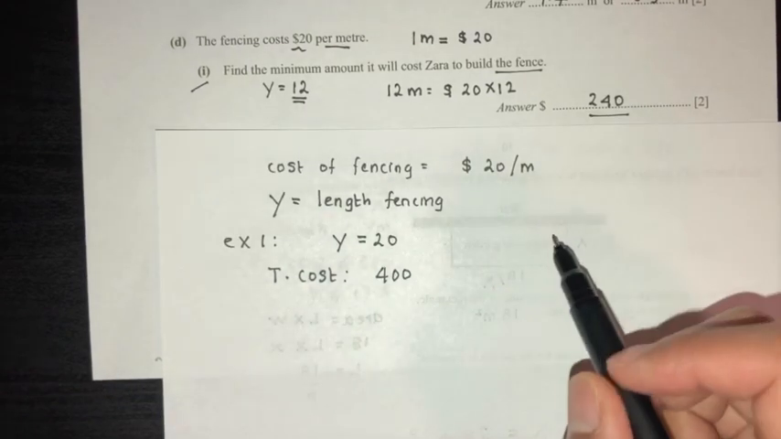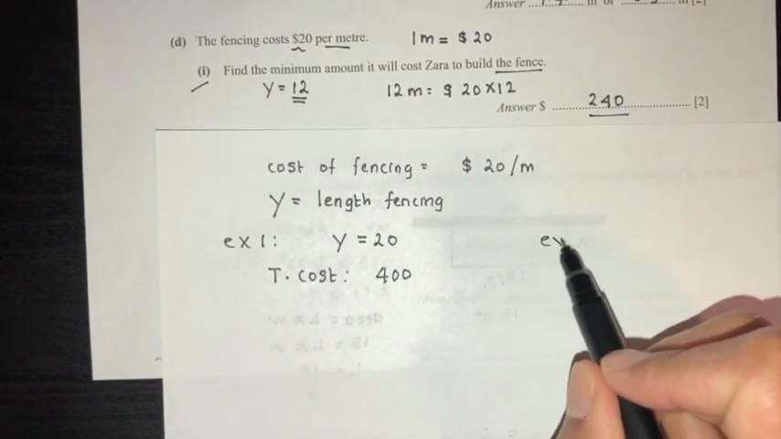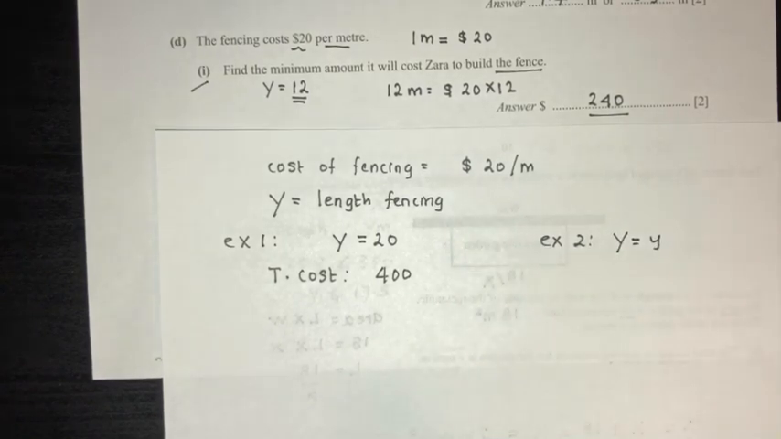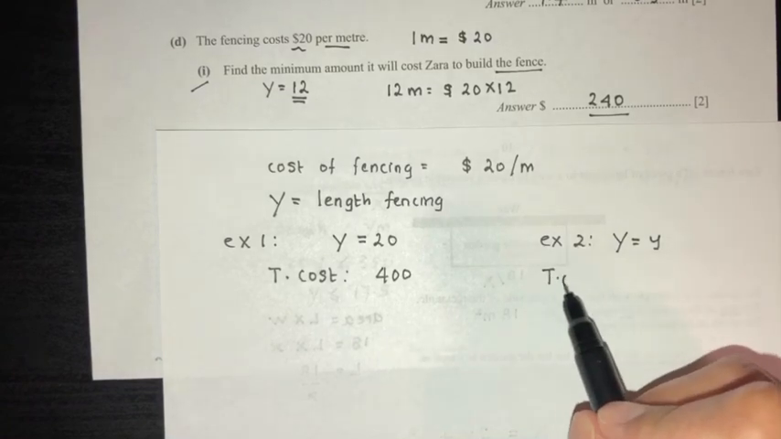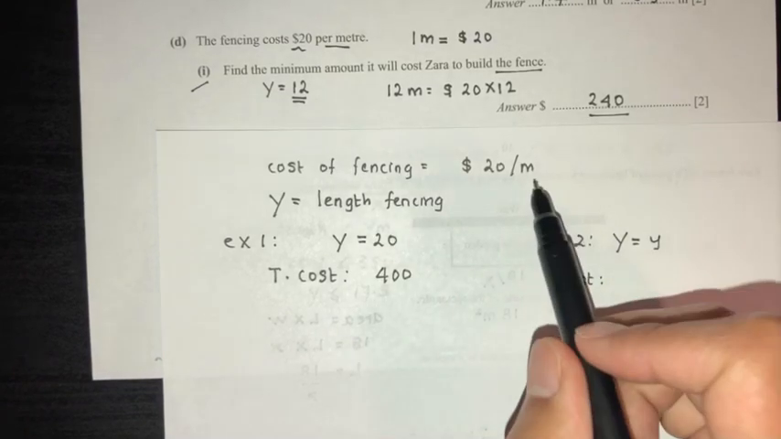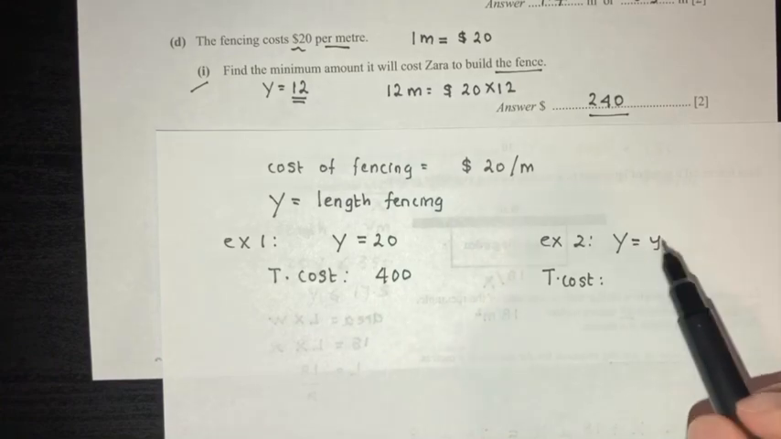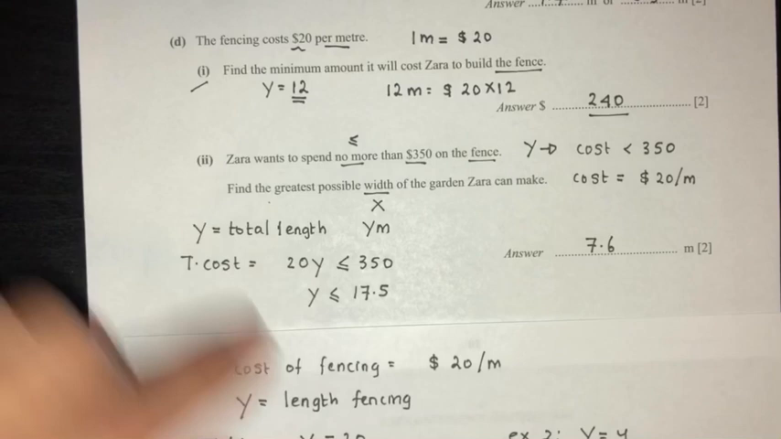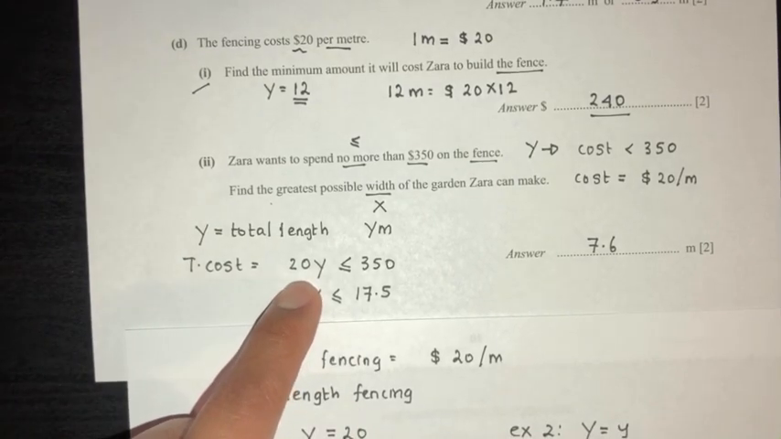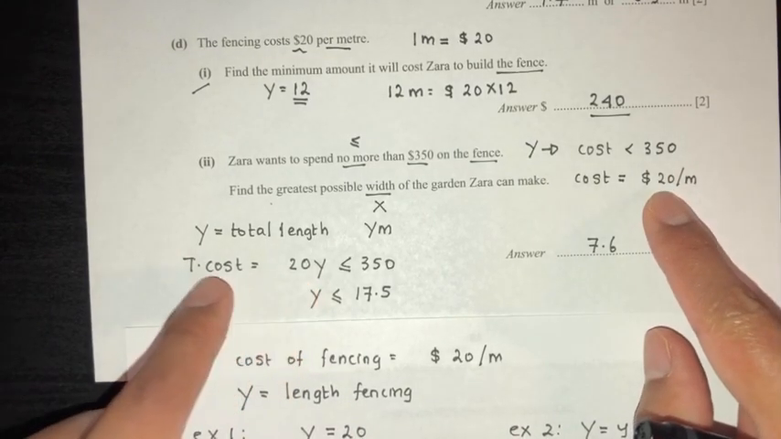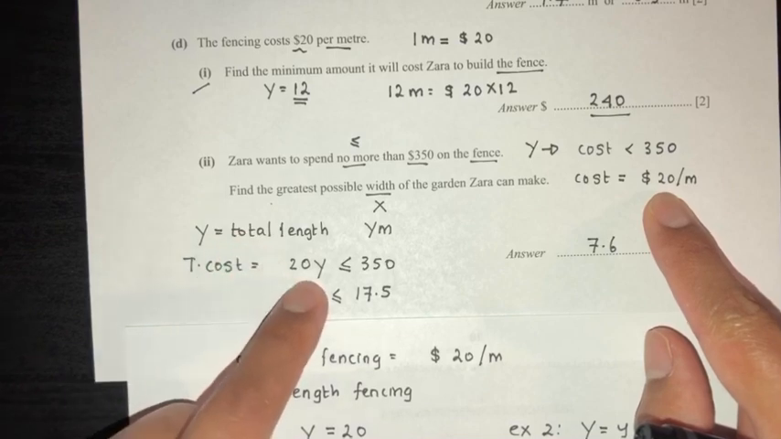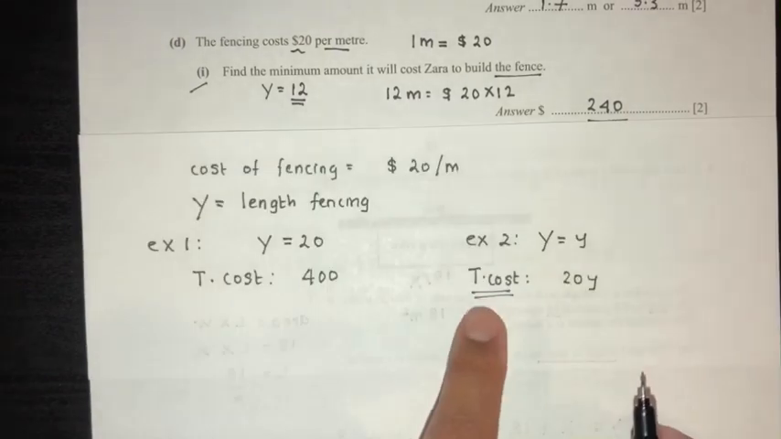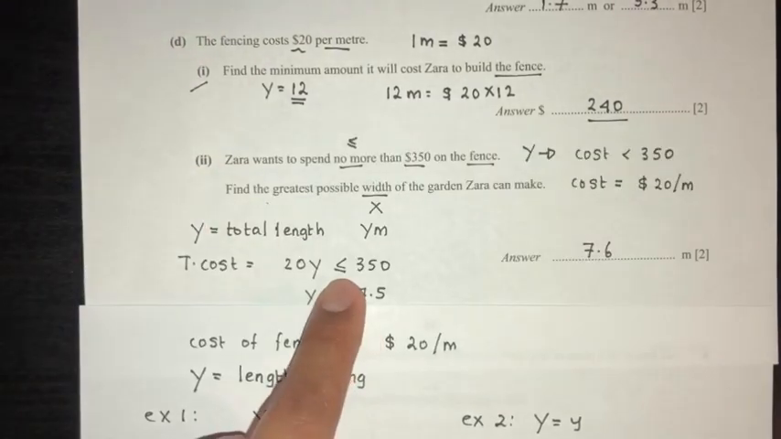Now example number 2. The length of fencing is y. What is the cost? You would say, okay, 1 meter costs $20, so y meters will cost 20y. In the same way, here we have found the cost based on the length that we are going to use, which we don't know yet, it is y. And we have a condition that the total cost 20y has to be no more than 350.